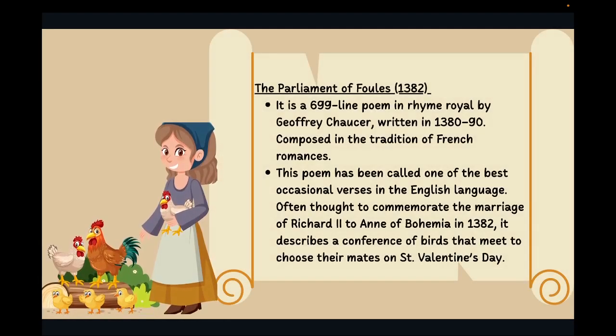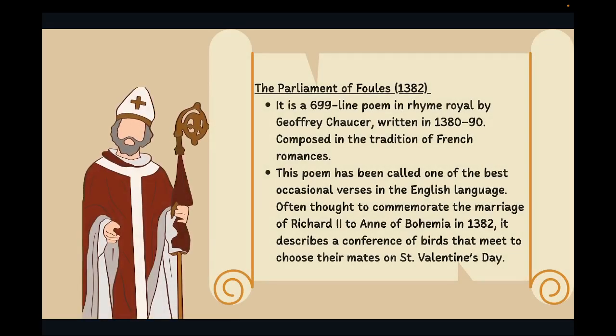Now, the Parliament of Fowls. It was written in 1382. It is a 699-line poem in rhyme royal by Geoffrey Chaucer. It was written in around 1380 to 90, like there is this time gap. And it was composed in the tradition of French romances. This poem has been called one of the best occasional verses in the English language, often thought to commemorate the marriage of Richard II to Anne of Bohemia in 1382. It describes a conference of birds that meet to choose their mates on St. Valentine's Day.